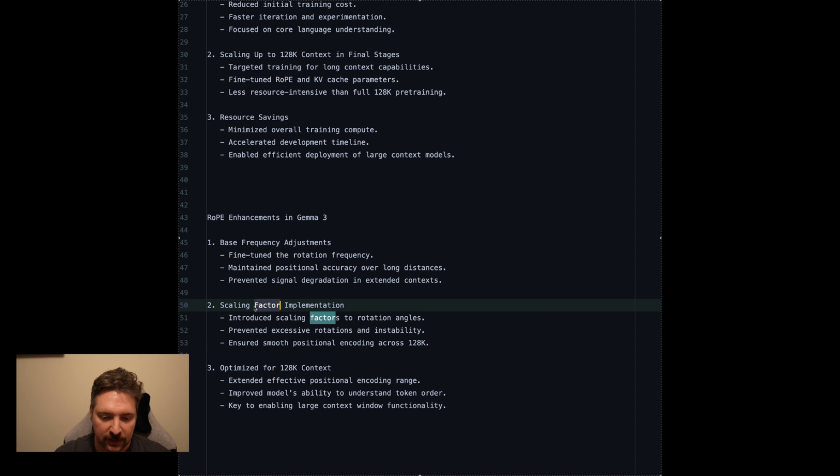Okay, then we have scaling factor implementation. We talked about some of this too, where you're going to scale down or scale up the rotation factors to try and bring them back around more quickly, and then you need to control that, otherwise you can get scaling factors that are just circling through, rotating way too quickly. So you want to have these things kind of smooth out. This is all part of the fine-tuning process.